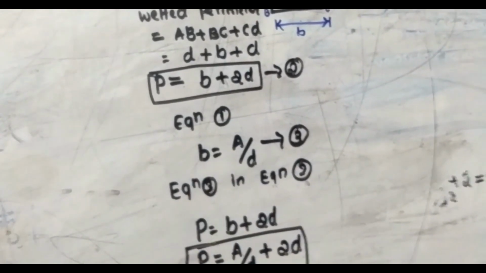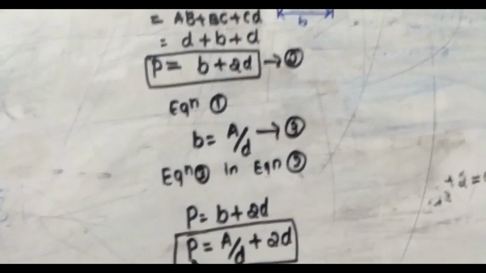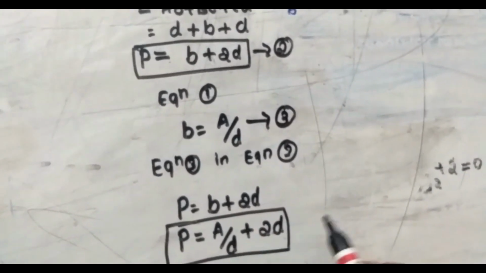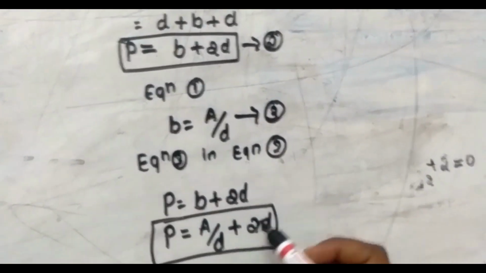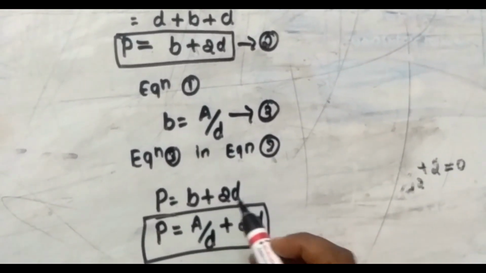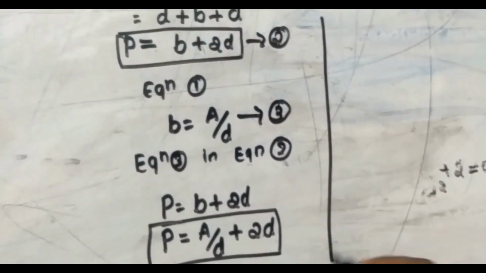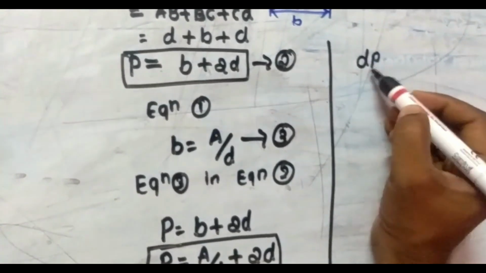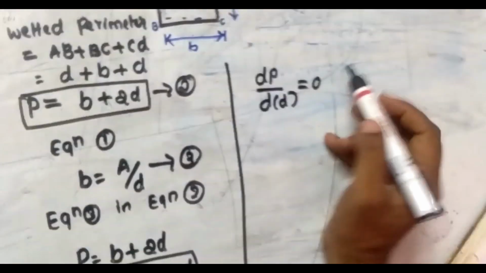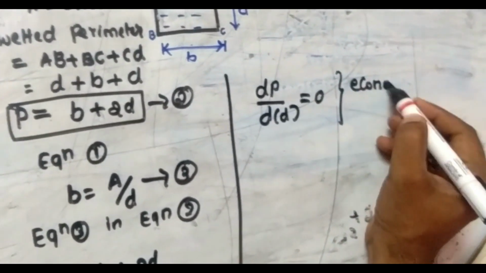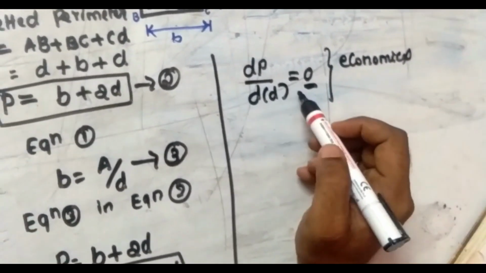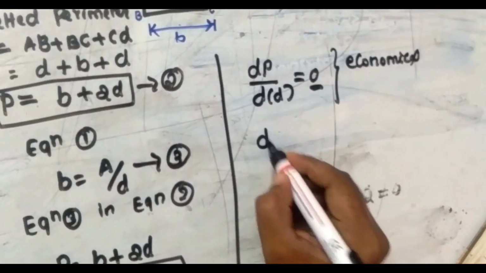We should get the minimum perimeter and maximum discharge. How can we get the minimum perimeter? We need to differentiate the perimeter with respect to depth. dP by dD should be 0. Then we can call it the most economical rectangular channel, because it should be a minimum when we differentiate with respect to depth.